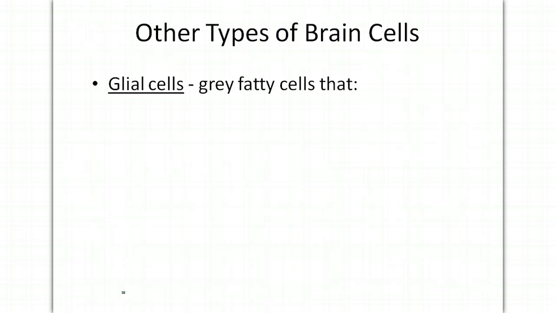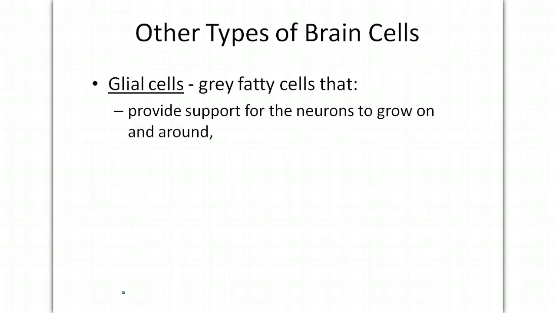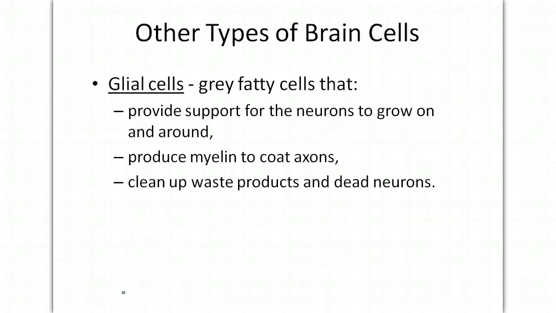Other types of brain cells that we need to know. The main one is the glial cells. All right, these glial cells provide the support for neurons to grow on. I think of glial as glue. Right, they're the ones that hold it together. They produce myelin to coat the axons, clean up waste products, and dead neurons. So our glial cells here will clean up.